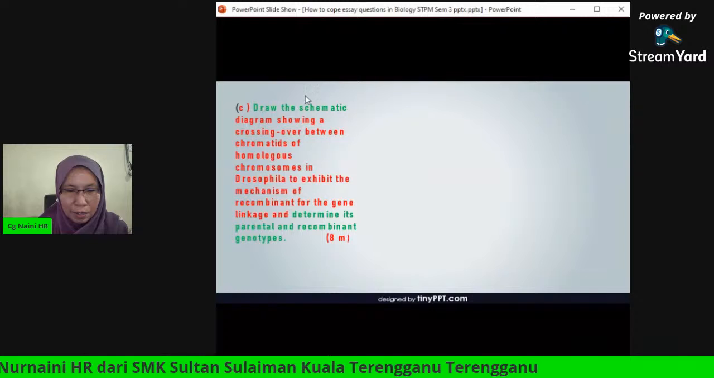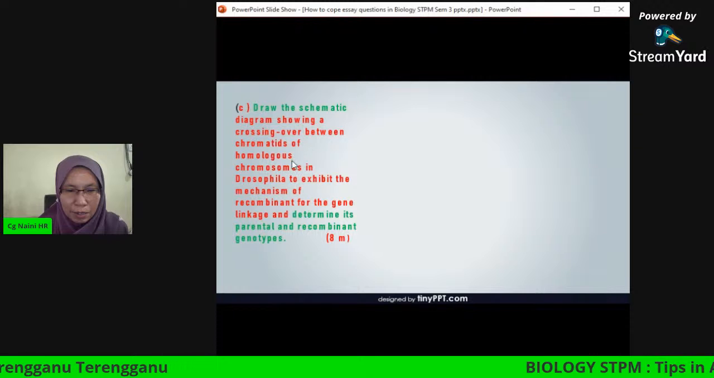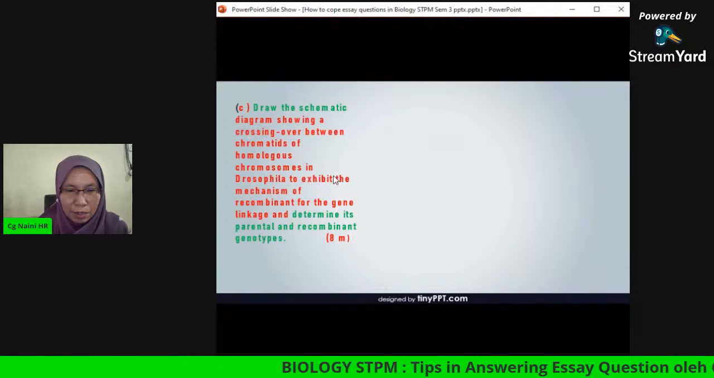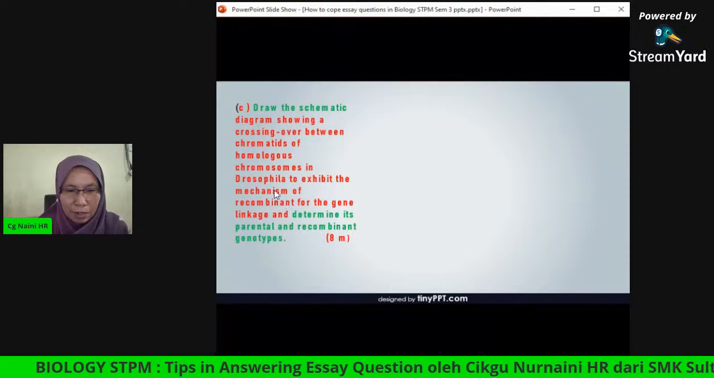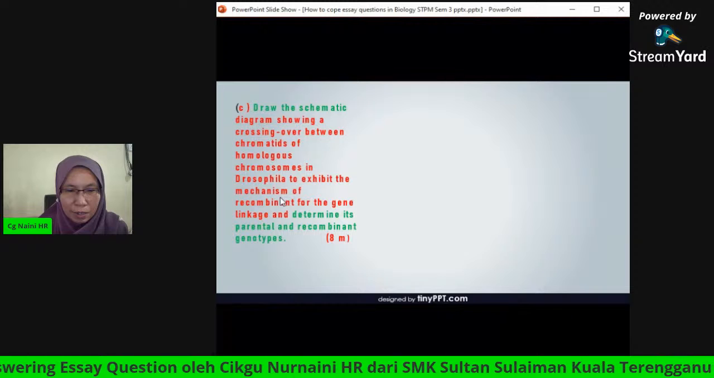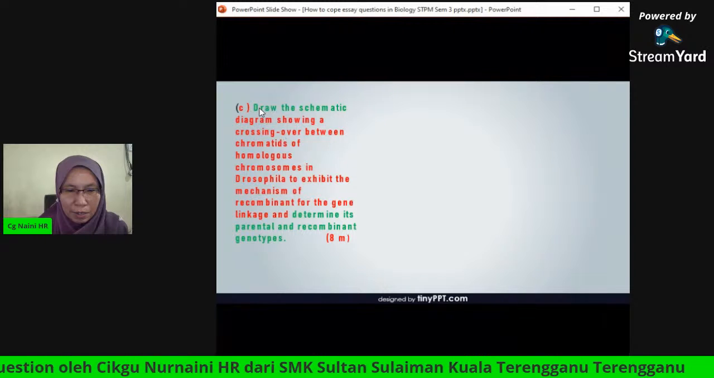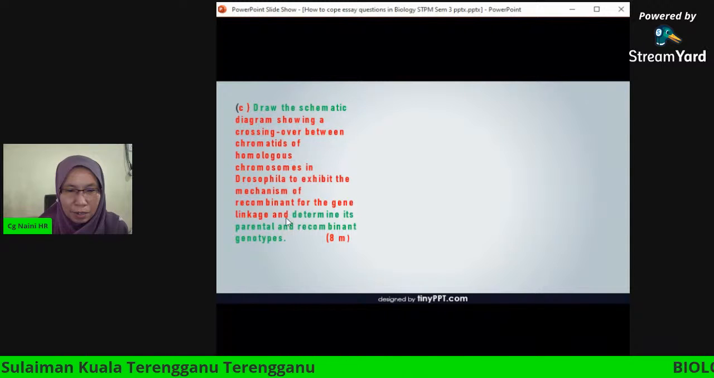The question refers to the crossing over between chromatids of homologous chromosomes in Drosophila. Exhibit the mechanism of recombination for the gene linkage. The keyword is gene linkage, so you must draw the schematic diagram. The second part is to determine its parental and recombinant genotypes.